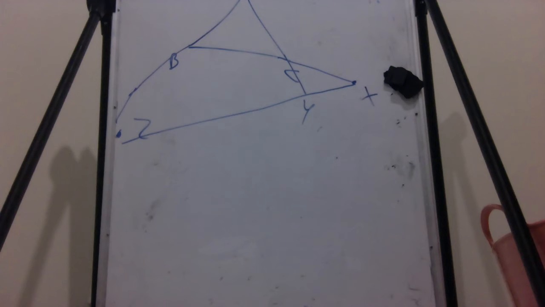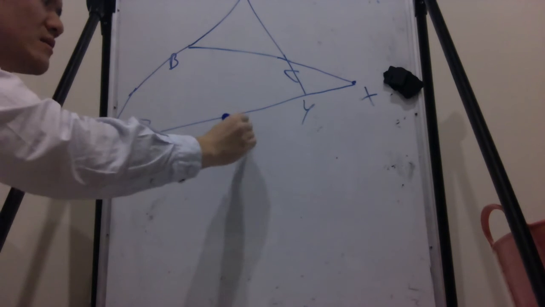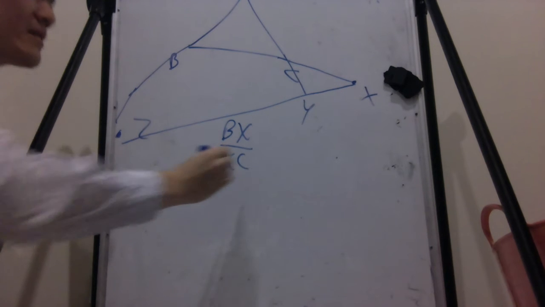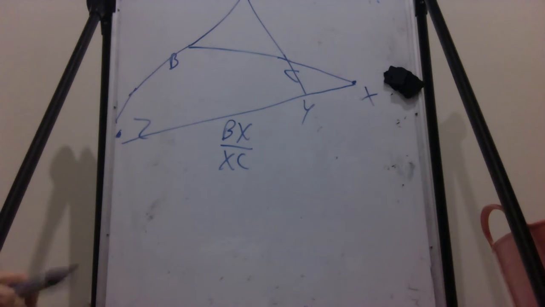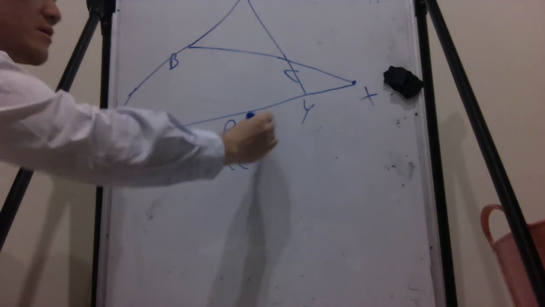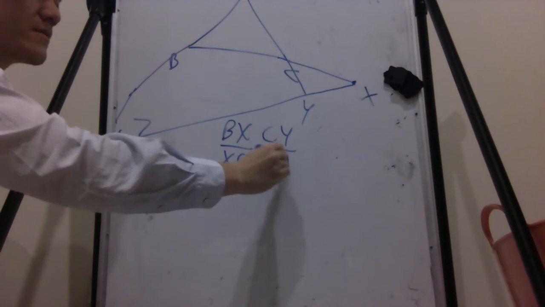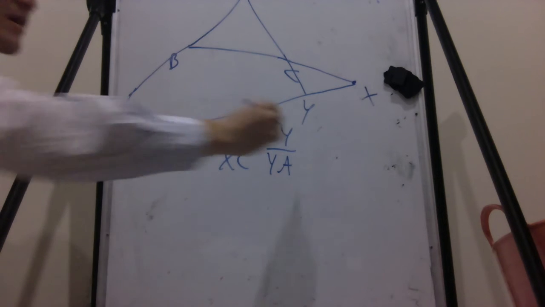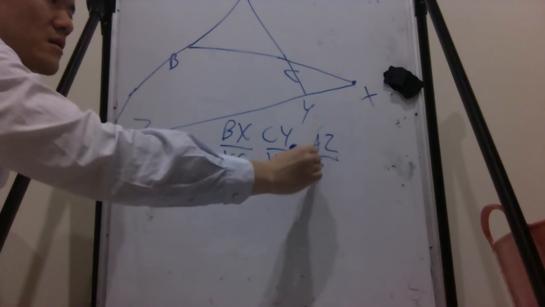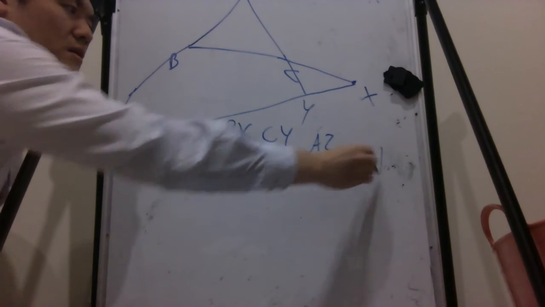The conditions given to you are this. BX on XC, times CY on YA, times AZ on ZB, equals -1. I'm only explaining this out of charity, because I'd rather just go through the exercise.